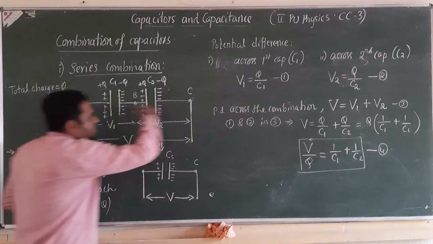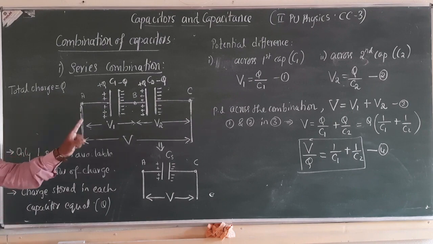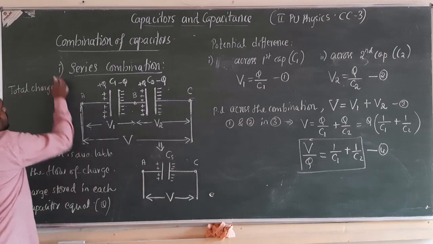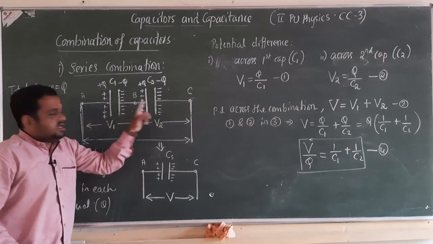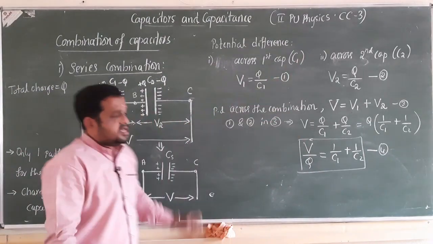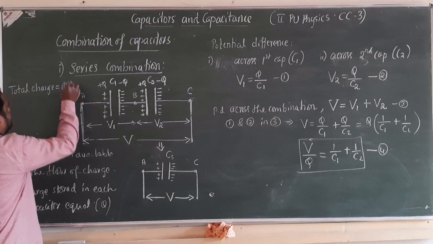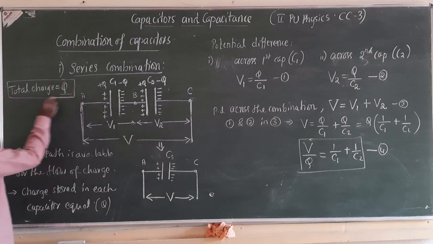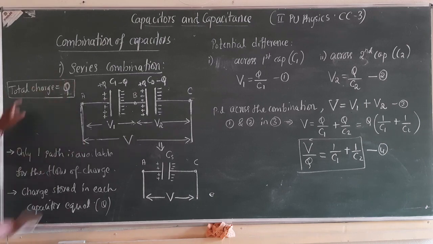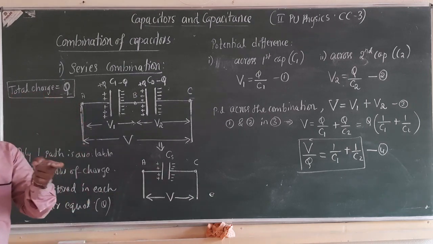So, useful charge is stored in the first and last plate of the capacitor. Therefore, whatever may be the number of capacitors used in series combination, what is the total amount of charge stored in the combination? It is equal to the charge stored in one capacitor, that is equal to Q. If it is the case of 2 capacitors, 3, 4 or n capacitors, the total charge stored in the combination is equal to the charge stored by the individual capacitor. So, total charge stored in series combination is equal to charge stored in a capacitor, that is Q. Remember this point, important.